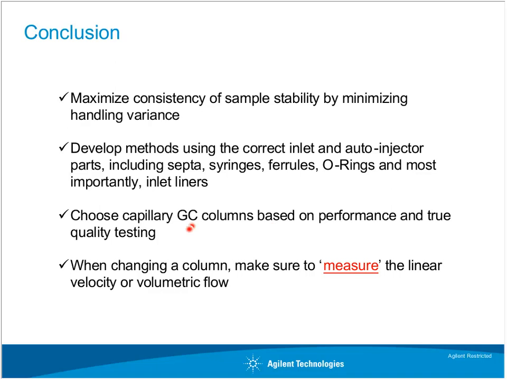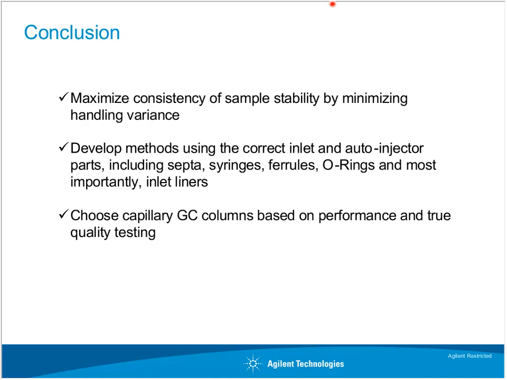Trim the front end of the column consistently. Any residues that are building up there, and they are building up there, you want to make sure that you remove. When changing a column, again, I mentioned this briefly, from one column to the next, make sure that you measure the linear velocity. This is going to make sure that your analytes and resolution maintain themselves from one column to the next. You can get things to pop out exactly where they were with the same resolution if you measure the linear velocity much more so than if you just rely on the system to be accurate.